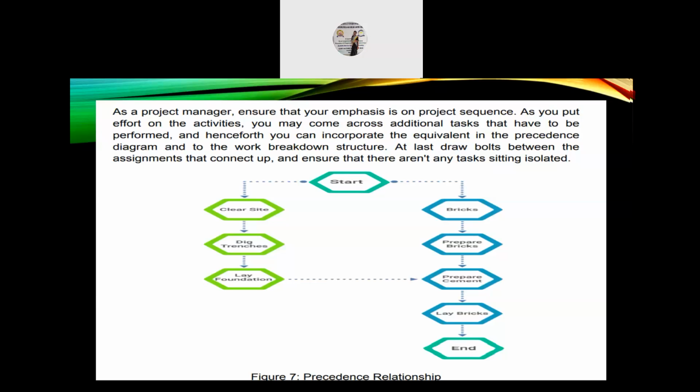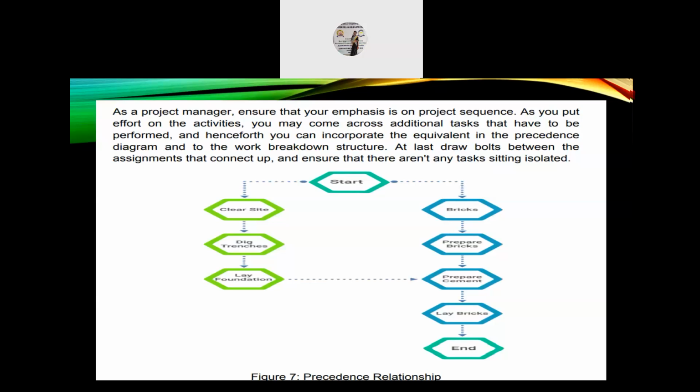As you can see here in this precedence relationship, from the start on the left is clear site. First step is you have to clear site, you have to dig trenches, and you have to lay foundation. And while doing the clear site and dig trenches, simultaneously you can buy bricks, prepare the bricks, and then prepare the cement. So after laying the foundation, as you can see, you can go and prepare the cement.